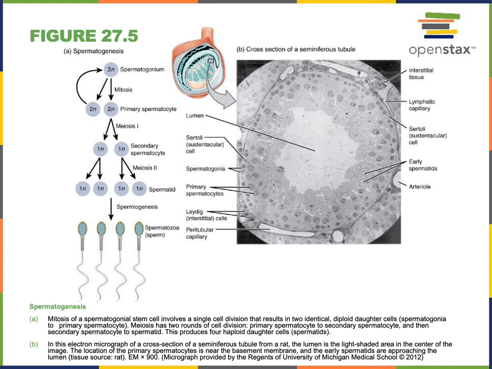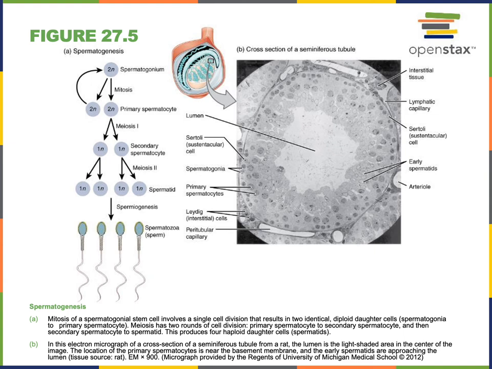So testosterone is produced by another cell that's found just outside of the seminiferous tubule, known as the interstitial cell of Leydig, or just Leydig cell. The Leydig cell produces testosterone in response to another hormone that comes from the anterior pituitary called luteinizing hormone.